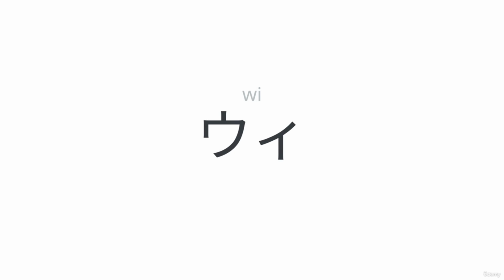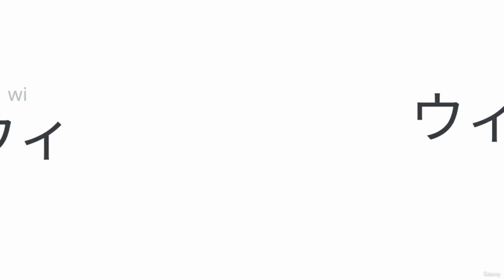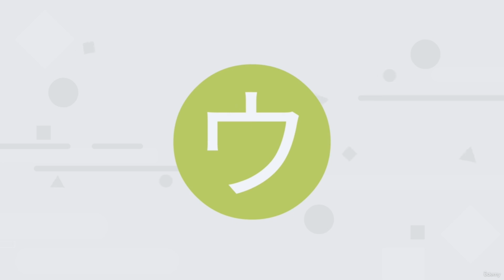You may also see a small i after u to represent the English W sound. We. Wink. Halloween. What is this character?